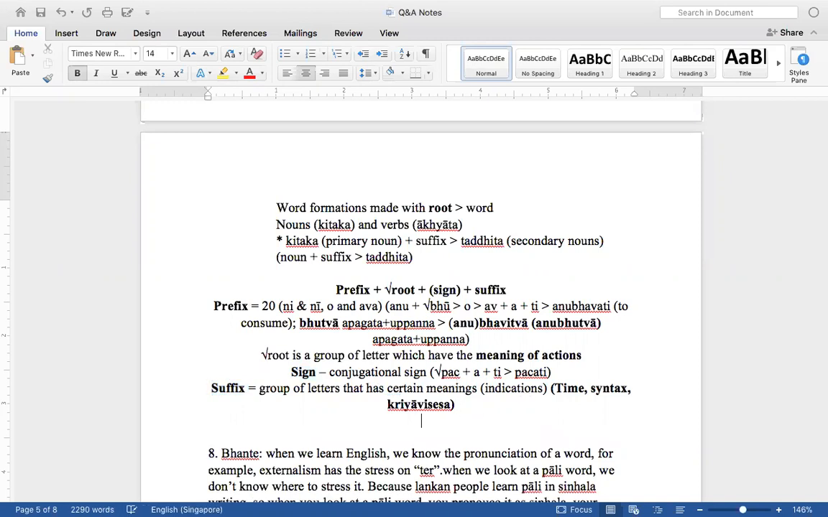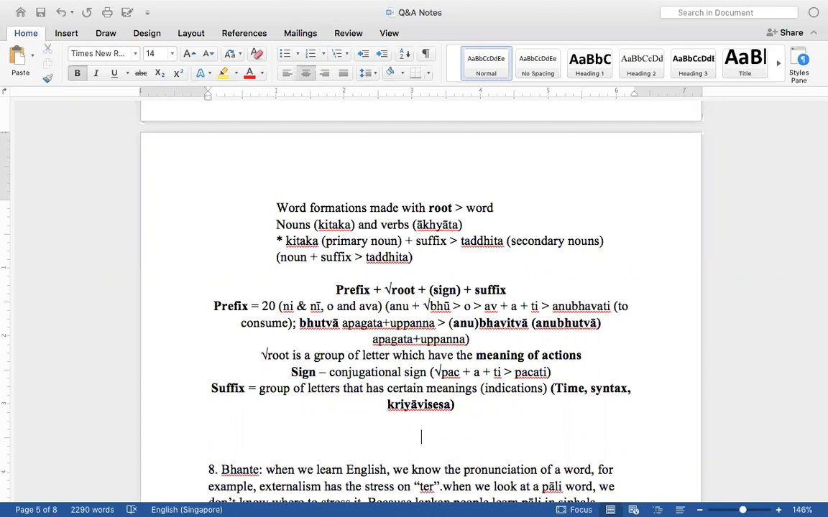Yeah, if you have any questions on this. Bhante, we mentioned bhutva apagata. In the commentary, they use anubhutva. Anubhutva, yeah. They already use a gerund form like anubhutva. Like that one. Anubhutva, yeah.